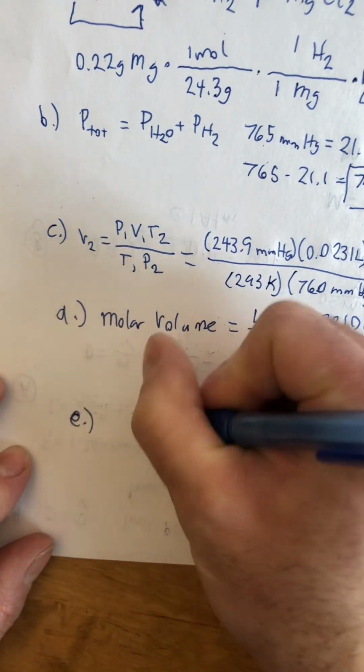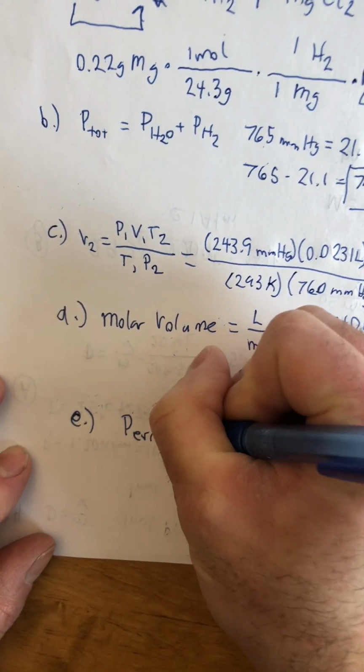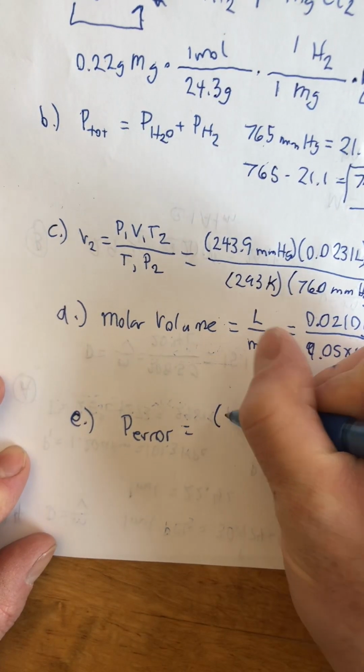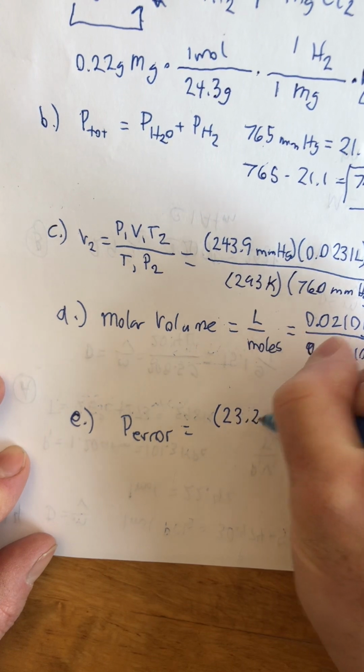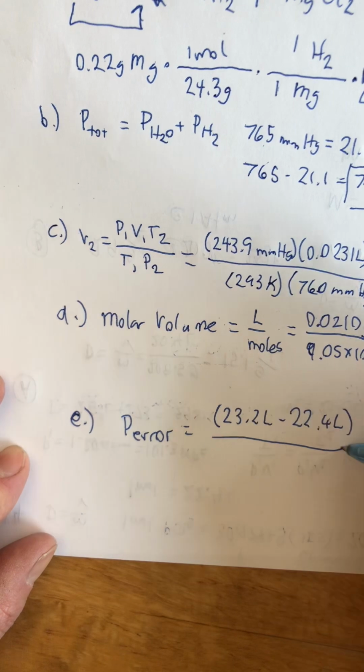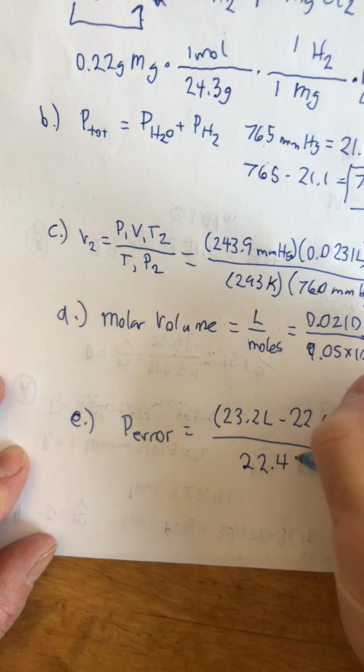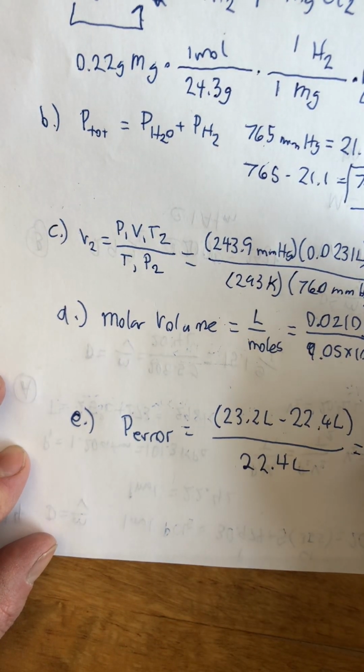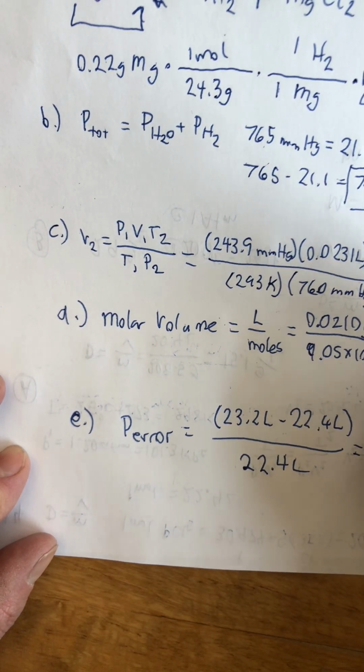How far off is that? Percent error is equal to the 23.2 minus what it should be, divided by what it should be, times 100%, which is 3.59%, which is very good.